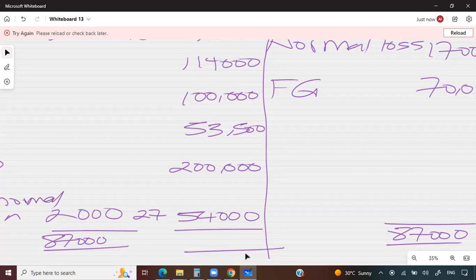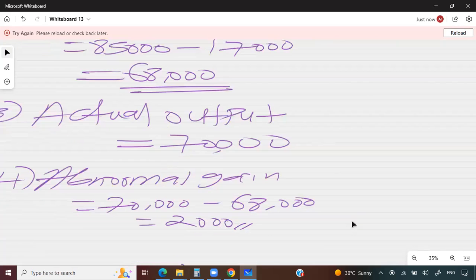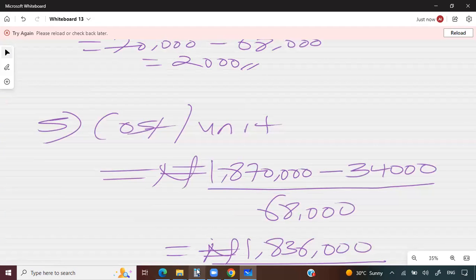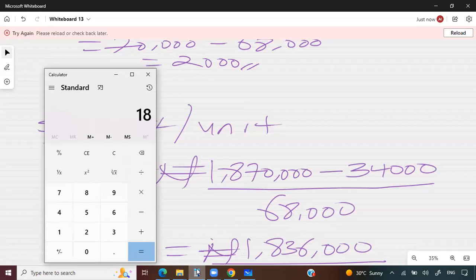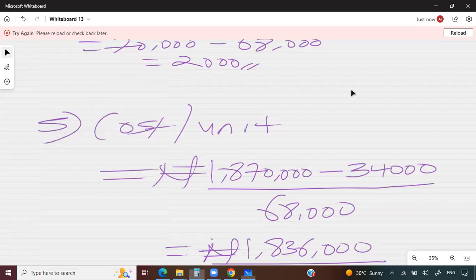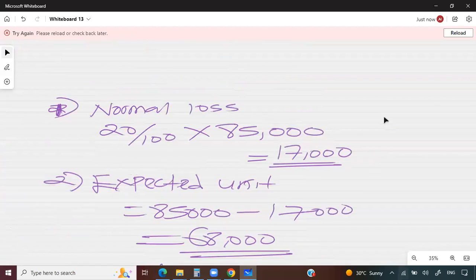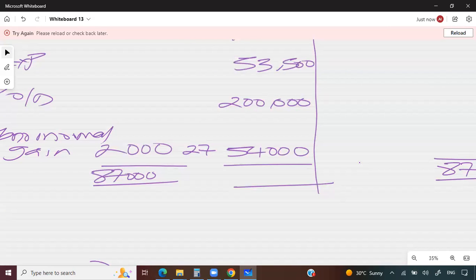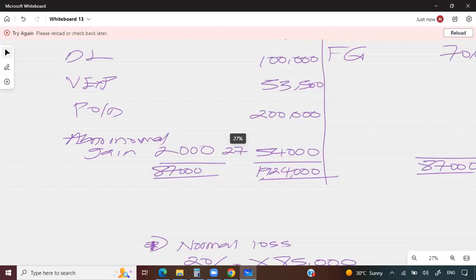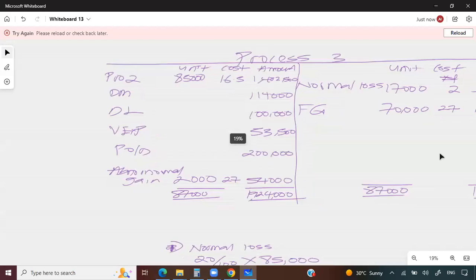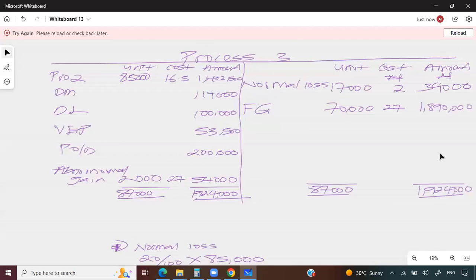So we can have what? I think we have this figure before. The total. So if I say what now? 1,870,000 plus 54,000. Then we also have 1,924,000. So that's that. And this is the end of Process 3. Do we all understand?